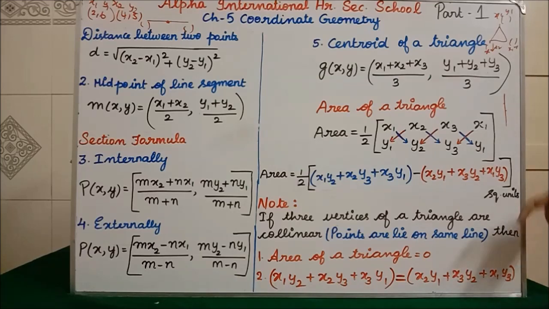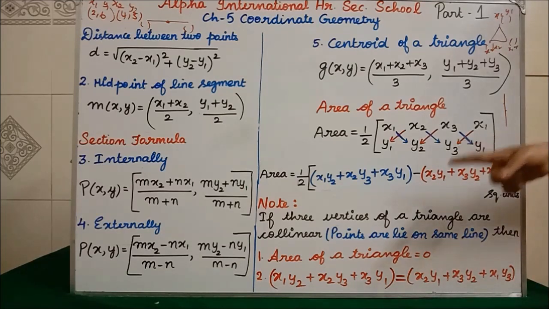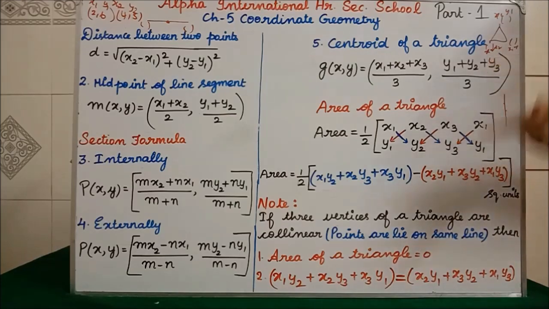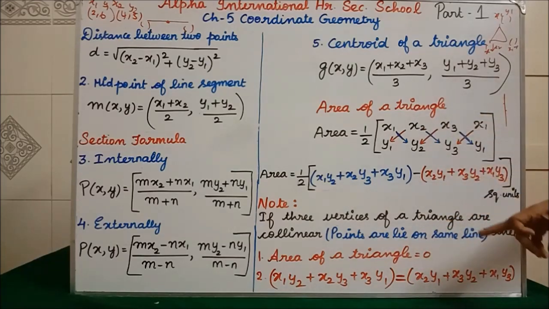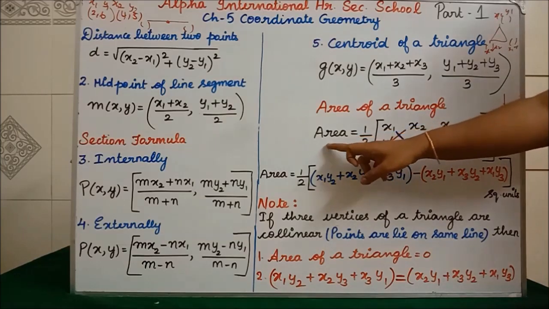Next note. The note we are going to see is regarding collinear. Collinear is also a very important 2-mark question. If three vertices of a triangle are collinear, collinear is nothing but points that lie on the same line. If three points are lying on the same line, then it is collinear. Then how can we do this? We can write the area of a triangle is equal to 0. Here, for this triangle, we can write 0.